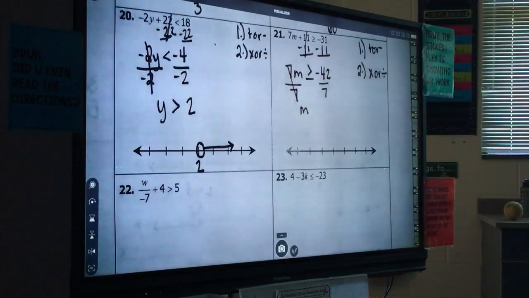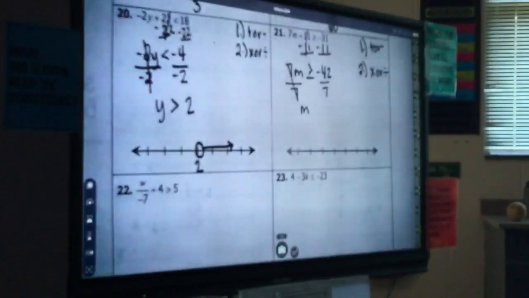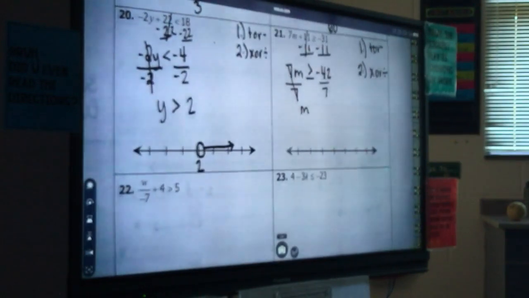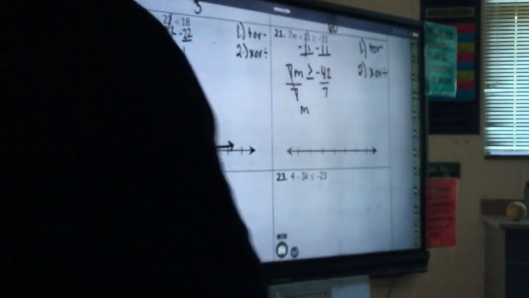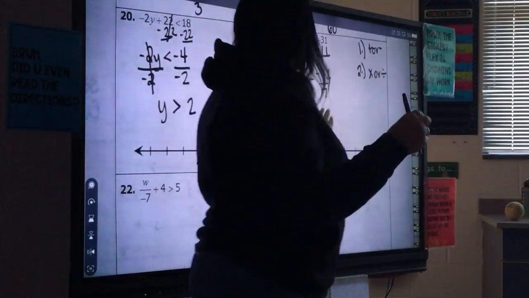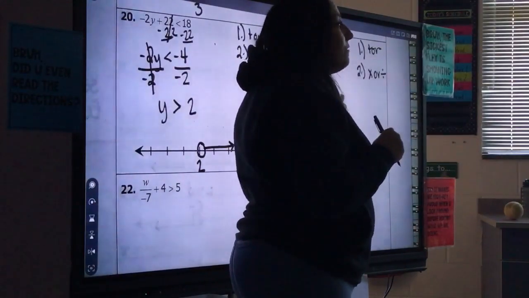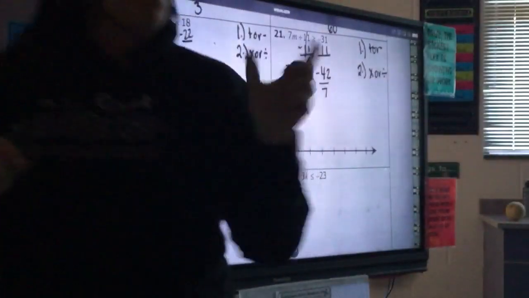Why? Yes. Why does this flip? Because you said, are we dividing by a negative? No. Are we multiplying by a negative? So then it doesn't do what? It doesn't flip, because it's only when you divide or multiply by a negative. What did we do here? We divided by a what? +7. So even though this is negative, we are dividing by a positive number. Okay? So don't get confused on that.